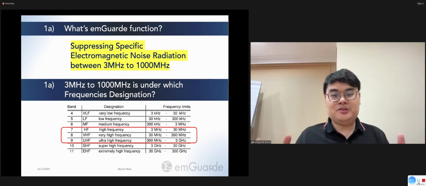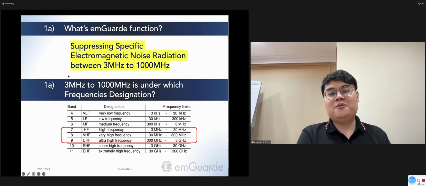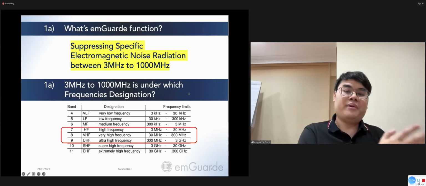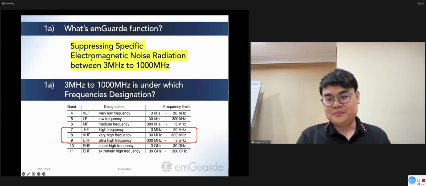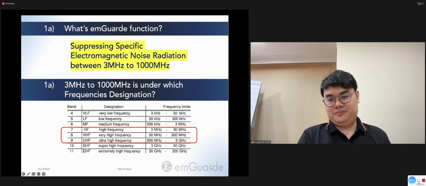So emGuarde is suppressing high frequency electromagnetic noise radiation between 3 megahertz to 1000 megahertz. This is a complete statement when people ask you what emGuarde's function is. So you can use this.